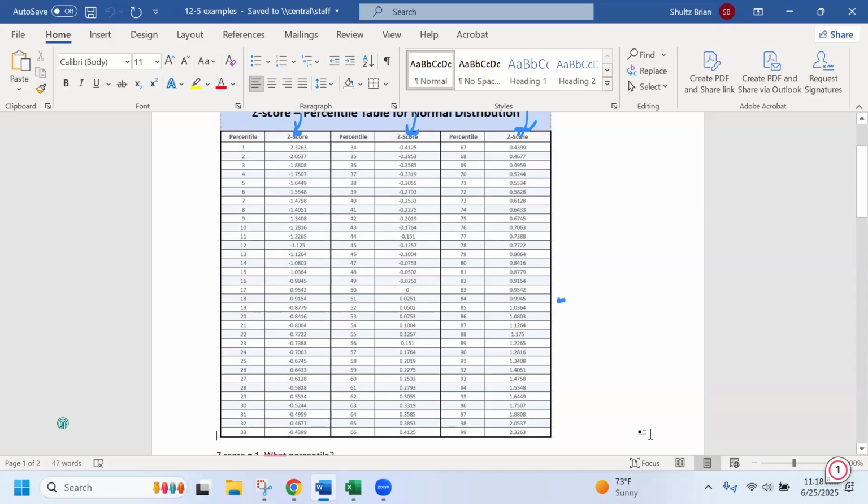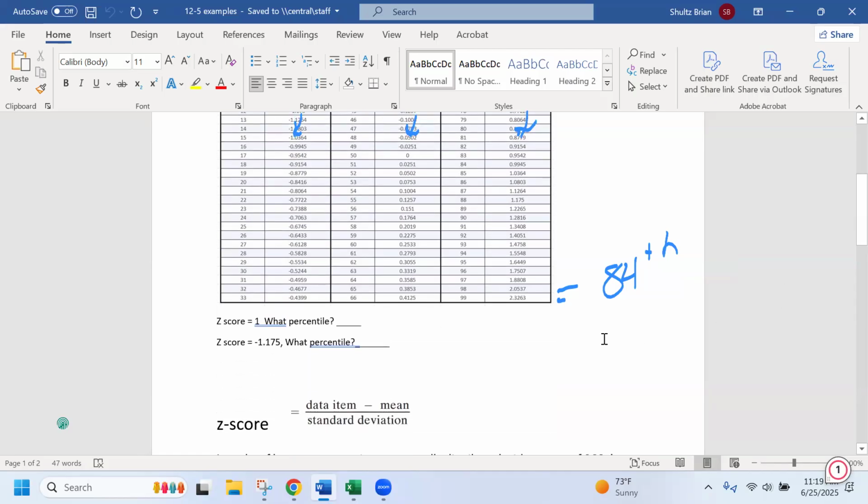I look at the two values. I've got 1.03, which is 3 100ths away from 1, and 0.99, which is 1 100th away from 1. So I'm going to go with the one that's closest to 1, and it's the 84th percentile. So a z-score of 1 is the 84th percentile. Remember, 1 is positive, so that's going to be to the right of the mean or the median.